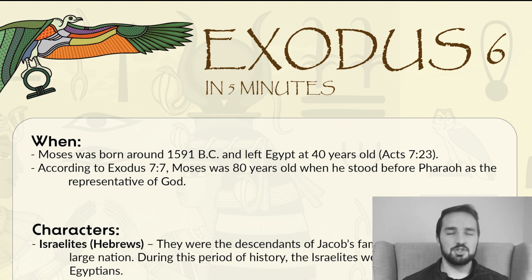When did the events of Exodus chapter 6 happen? Well, Moses, our main character, was born in about 1591 BC. That was about 1600 years before Jesus came around. He was God's representative to Pharaoh, and he stood before Pharaoh when he was about 80 years old. So that would have been approximately 1511 BC.